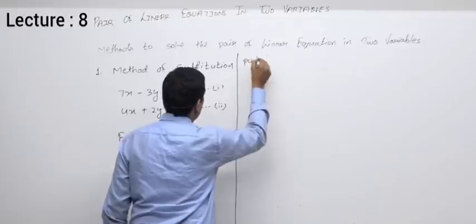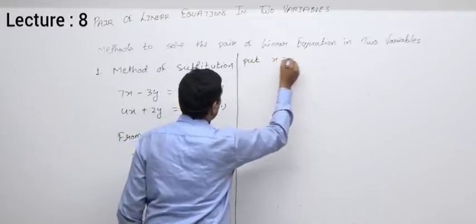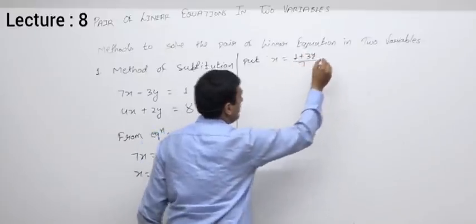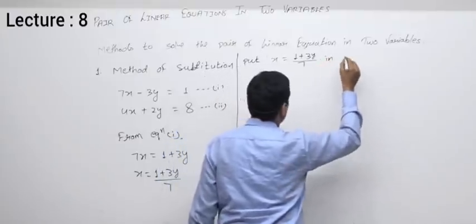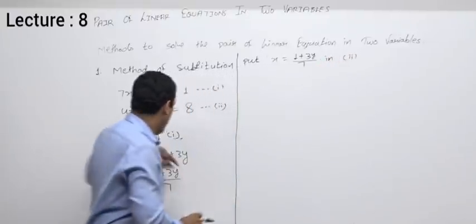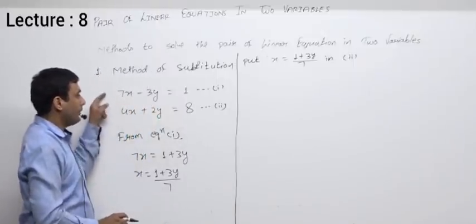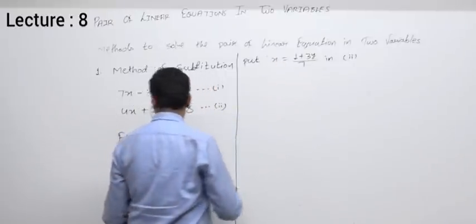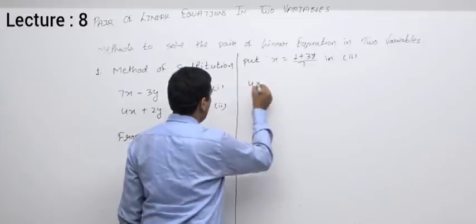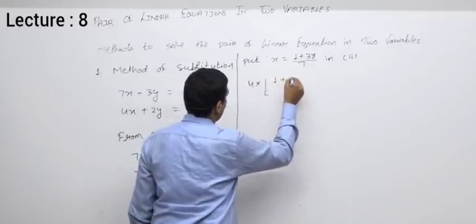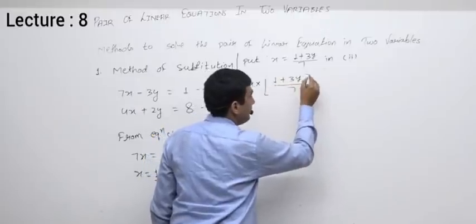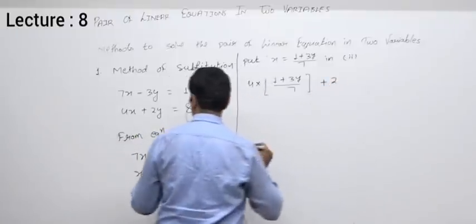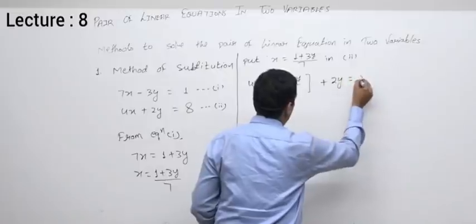So put x equal to (1 plus 3y) upon 7 in the second. Again remember that as I got this value of x from equation 1, that's why I am putting this value of x in the second equation. Okay, so 4 into x, in the place of x I will write (1 plus 3y) upon 7, plus 2y is equal to 8.